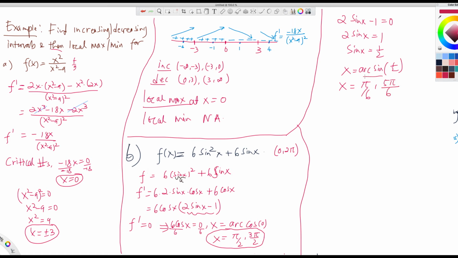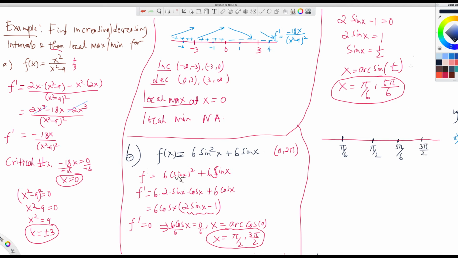So what are the critical values? There are many critical values there, right? So there is pi over 2, 3 pi over 2, pi over 6, 5 pi over 6. Now the next thing we do is draw a number line and mark all those values. What is the smallest value? Pi over 6. And then a little bigger value is pi over 2. And then a little bigger value is 5 pi over 6. And then the biggest critical number is 3 pi over 2.